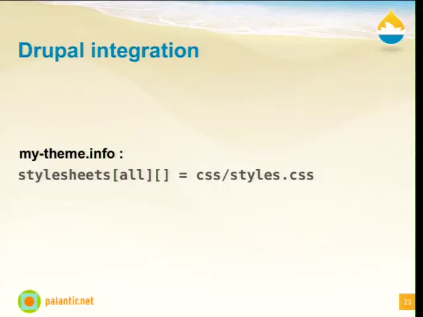If you want to add a new file to your theme, you basically create an underscore whatever file. You add the @import whatever into your styles.scss file, hit save. You do not need to change the .info file. You do not need to kill Drupal's cache. Yay. All you need to do is reload your browser. That's it. This is the entire Drupal integration with Sass, right?